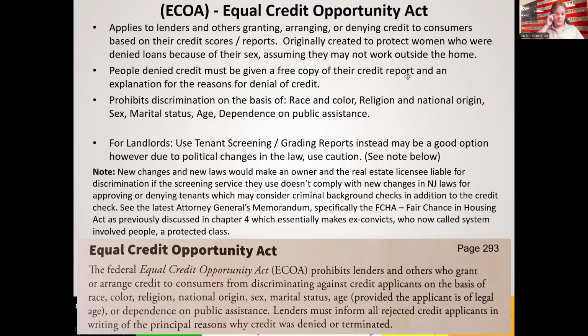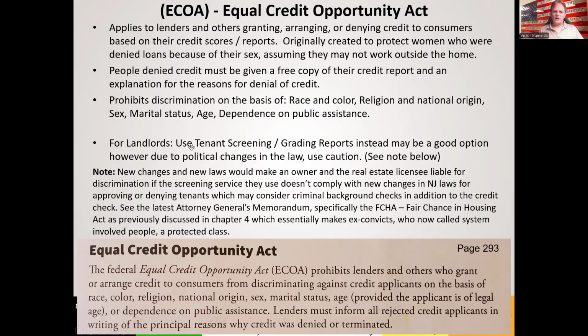So it applies to lenders and others granting, arranging, or denying credit to consumers based on their credit scores or reports. It was originally created to protect women who were denied loans because of their sex, assuming they may not work outside the home. People denied credit must be given a free copy of their credit report and an explanation for the reasons of the denial of their credit. And it prohibits discrimination on the basis of any of the protected classes.